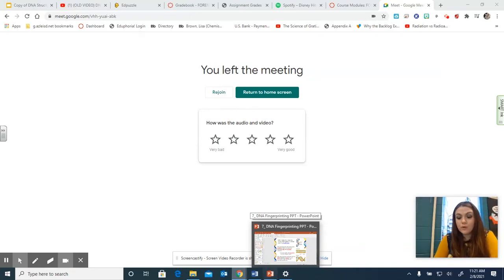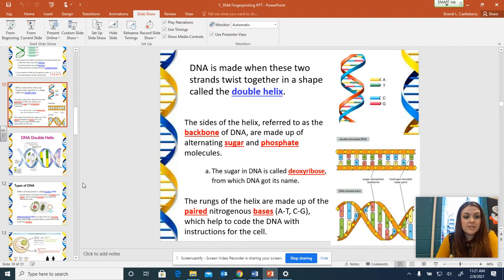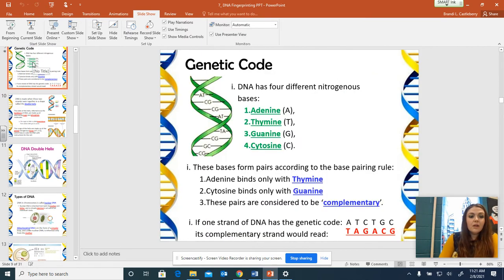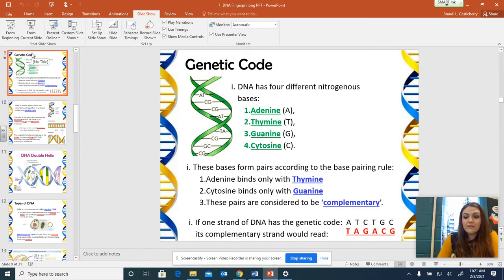Right, so we're going to do the second part of DNA notes. Here we go. So we left off on this slide here. DNA has these 4 bases, A, T, G, and C. So remember, A only bonds with T, G only bonds with C. That's where we left off. We have those complementary pairs.